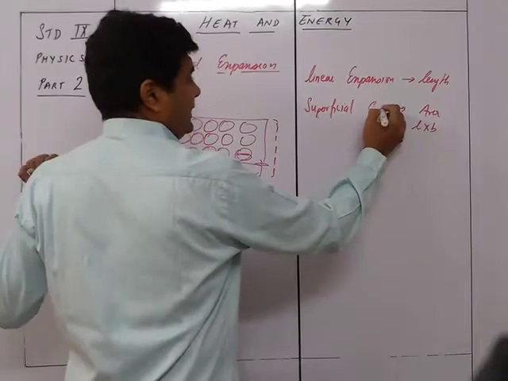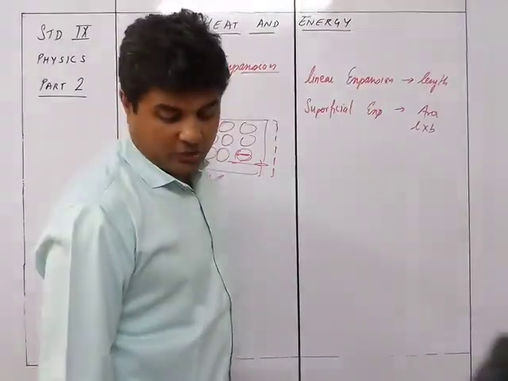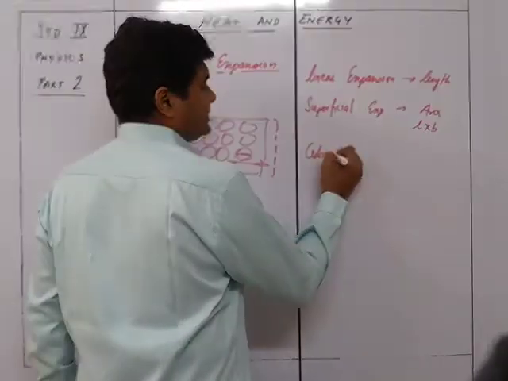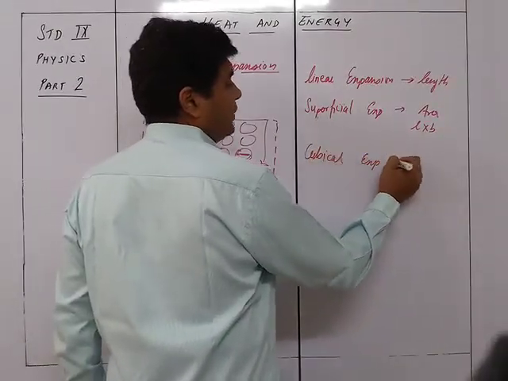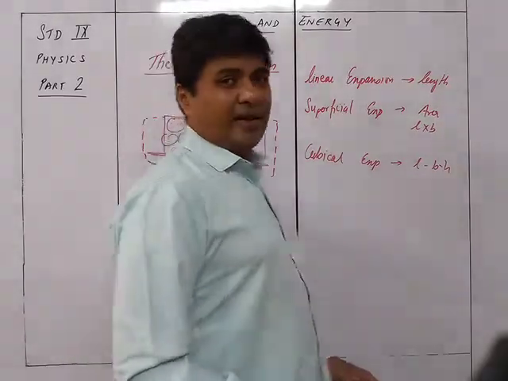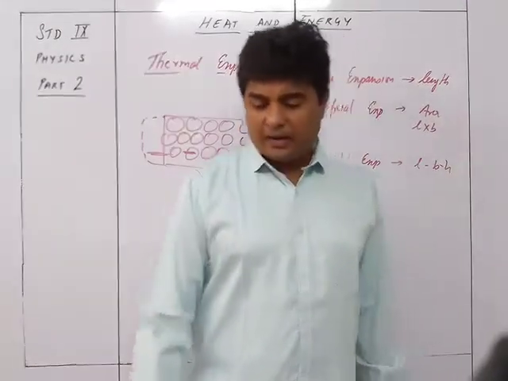And the other one is volumetric expansion, or you can call it cubical expansion. Cubical expansion is the one which happens in all directions, length, breadth and height. So when the length, breadth and height, that means the thickness, the width and everything, change, it is normally seen in solids.